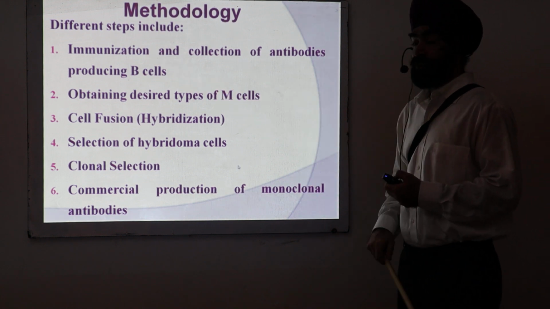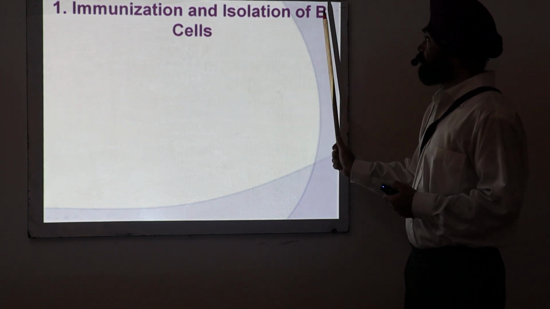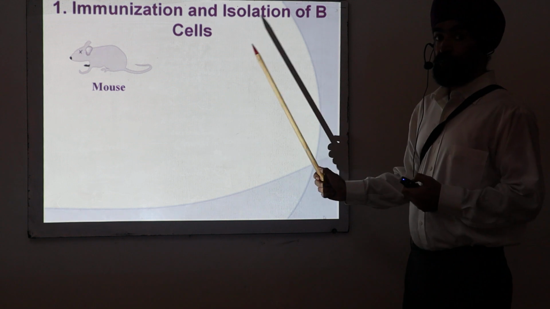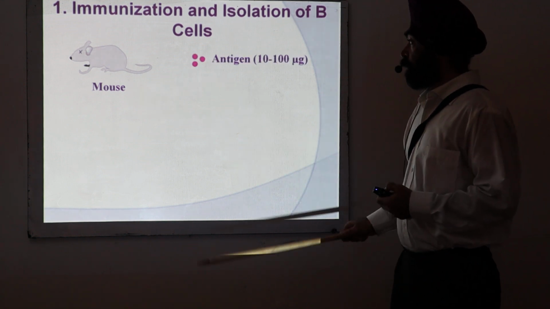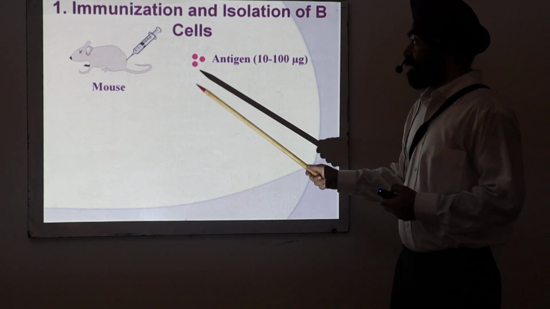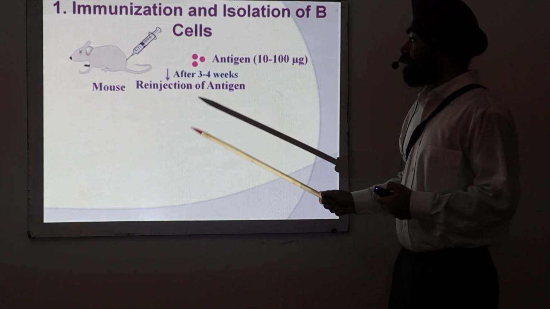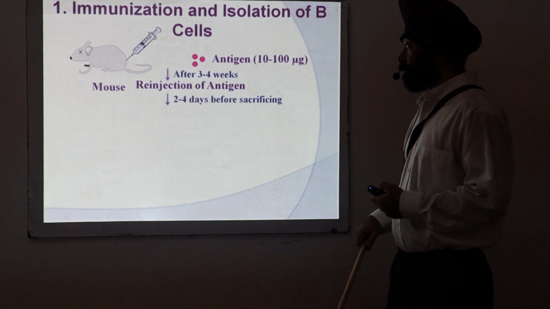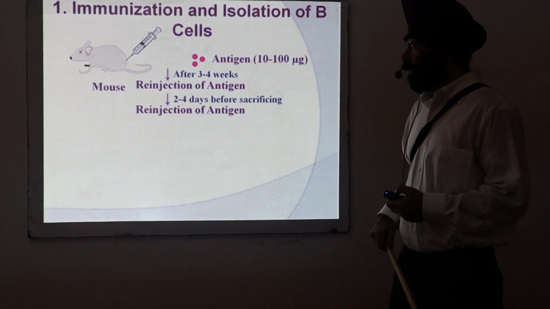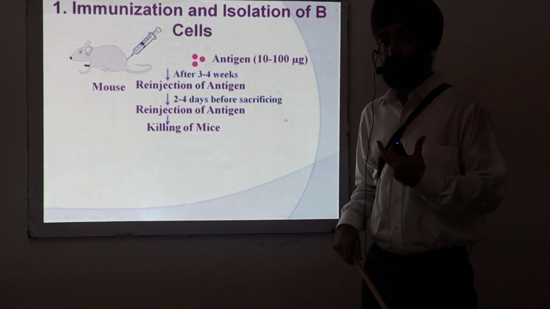First step, immunization. What are we doing in immunization? We are isolating the B cells, those cells which can produce antibodies. So we take a mouse and approximately 10 to 100 micrograms of antigens, which are injected into the mouse. We wait for 3 to 4 weeks, then re-inject the same antigen. Then we again re-inject 2 to 4 days before sacrificing. So we are injecting 3 times, so that a lot of antibody-producing B cells are produced.